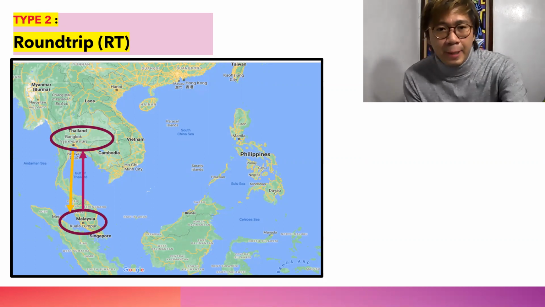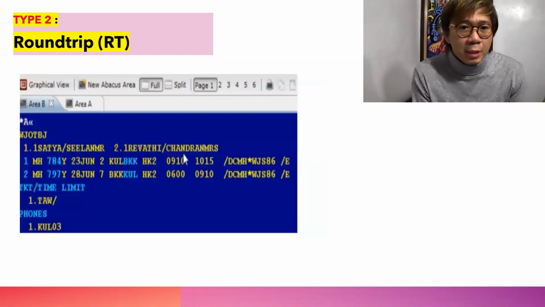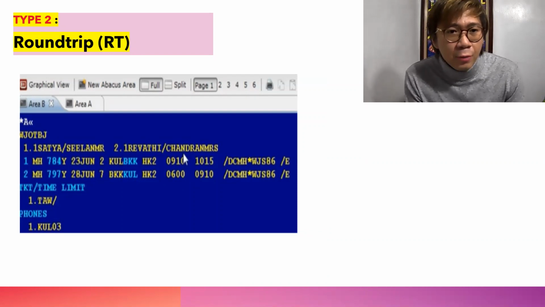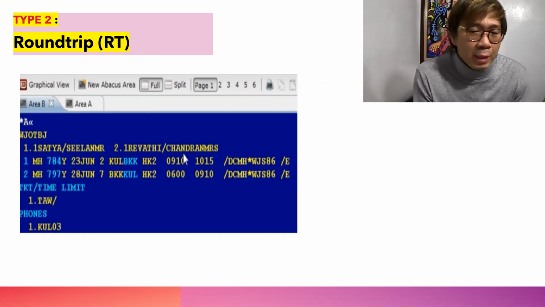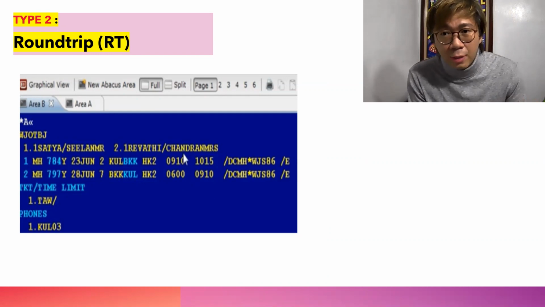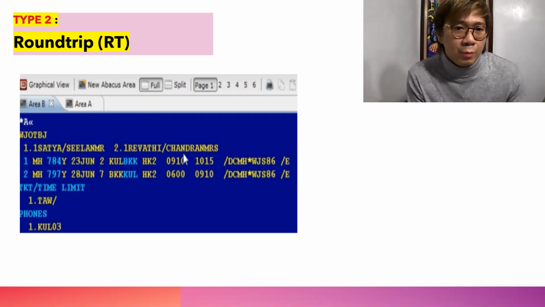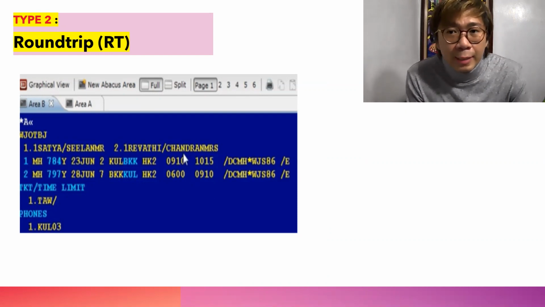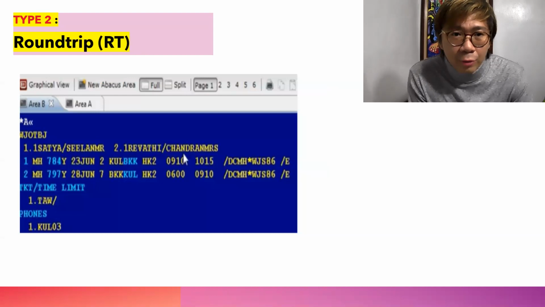Okay? Here is a sample of a round trip in CRS. You see another return segment. We have Malaysian Airlines flight number 797. You can see from Kuala Lumpur to Bangkok and then Bangkok to Kuala Lumpur, so it is a round trip. Commonly, when do we issue a round-trip ticket and who should hold round-trip tickets?